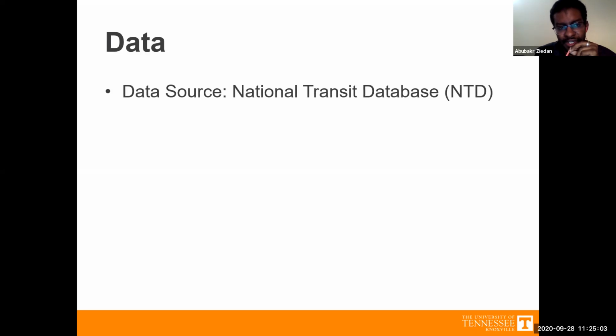So as I said, NTD is one of the most reliable databases, and it's the main source that we use in this study. NTD has many databases that we use in this study. One of the first databases that we use, which we got most of the data from, is called the Safety and Security database. This safety and security database has data about the number of collisions, the number of injuries, the number of fatalities, the number of vehicle revenue miles, the number of unlinked passenger trips, and the vehicles operated in maximum service for each transit system for each city in the United States. So it's a huge database, and it has a lot of information. This was the main data source that we use.